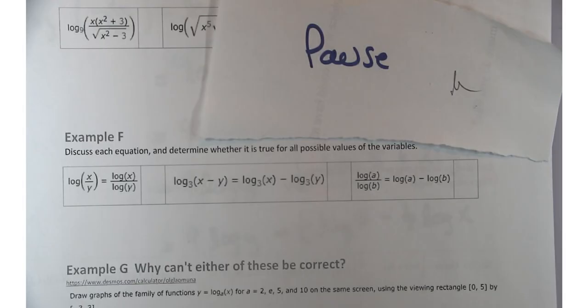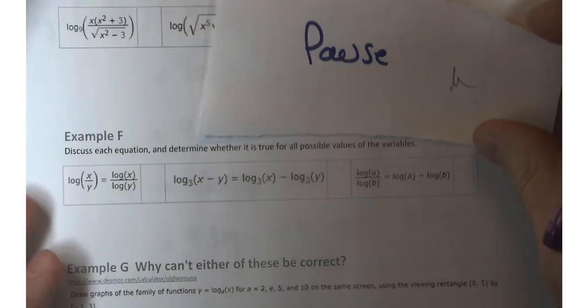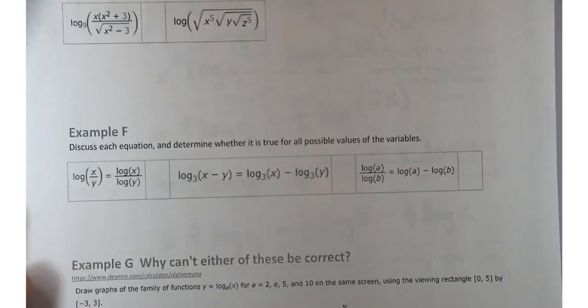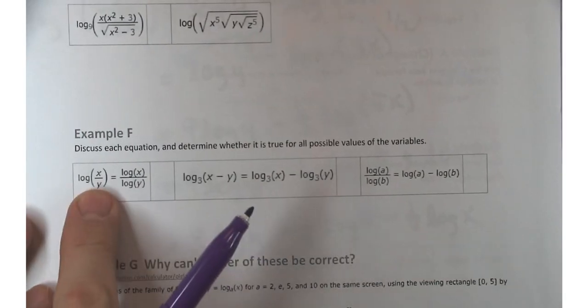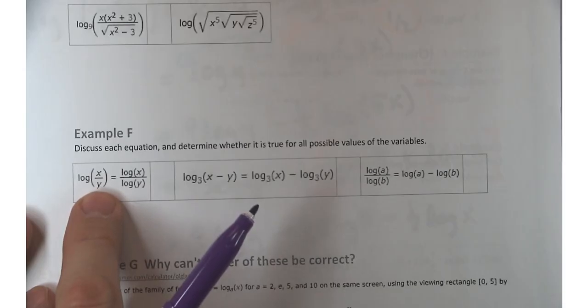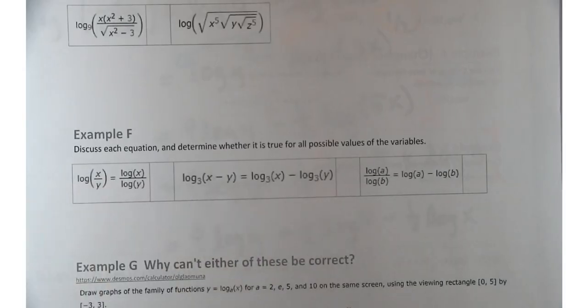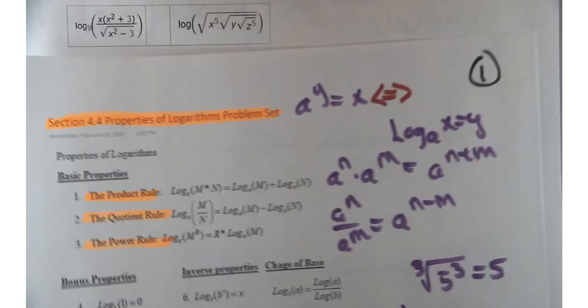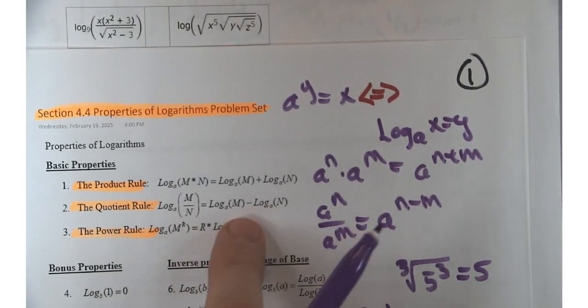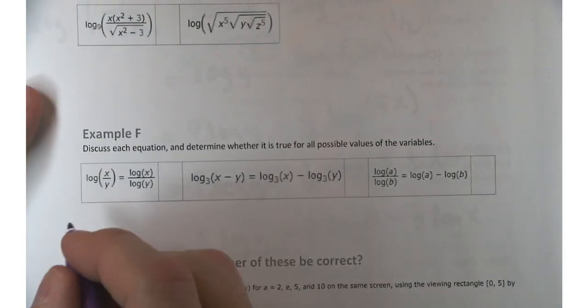I'm curious to see how you guys do on this one. This first one, you can apply your quotient rule, right? And your quotient rule doesn't say this. It says that we should look at the difference of those two. So the first one is false.